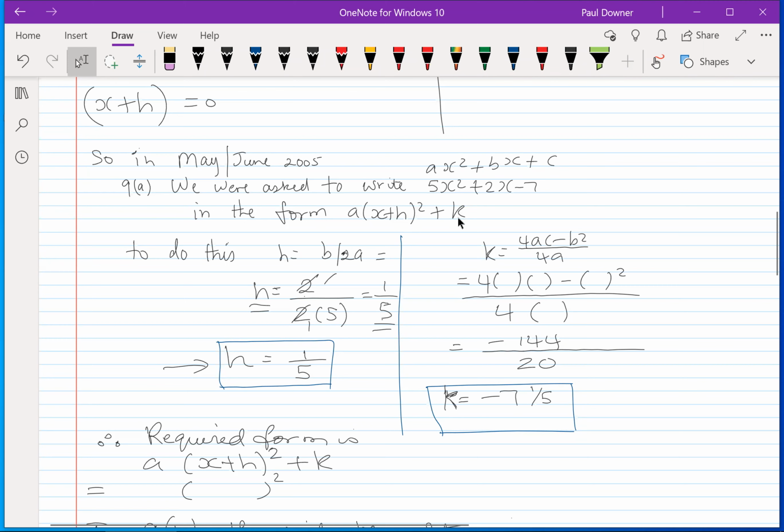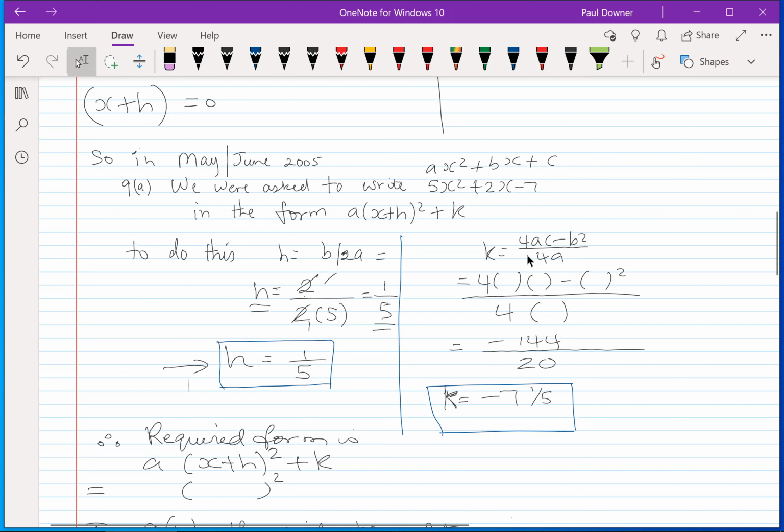So how do we know what k is? Well, there's a formula for k that you have to memorize. So you have to memorize this formula. This one is easy, b over 2a. And I've done experiments in a class: within 2 minutes, even the slow students could memorize this. It's just a matter of putting in a little effort, okay? So k is 4ac minus b squared over 4a. Where do we get a, c, and b from? Well, it's right here. A is 5, b is 2, and c is negative 7.